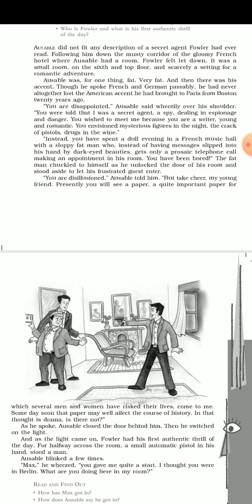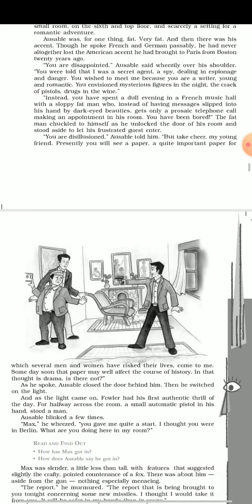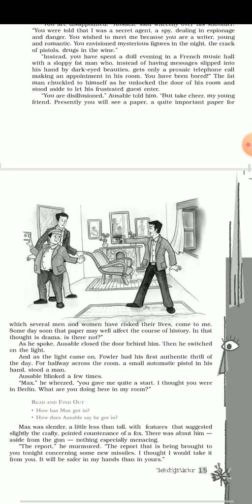Again, that you are quite unhappy. You are quite lost, right? But he says, take cheer, my young friend. He asked him to cheer up, to become happy. And here Ozable told Fowler that you will soon see a paper. Paper refers to that very important report which is wanted by many people, right? So that was very risky to collect, and Ozable here tells Fowler that he will soon get that report.